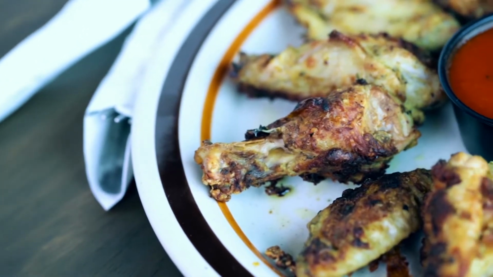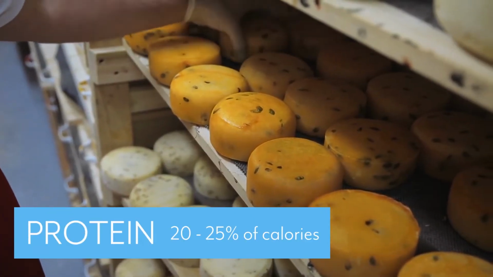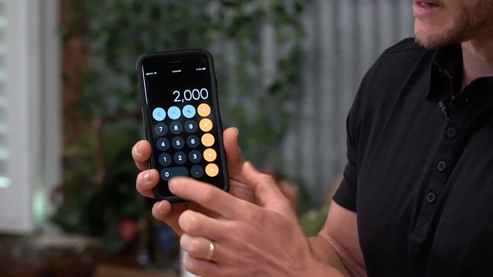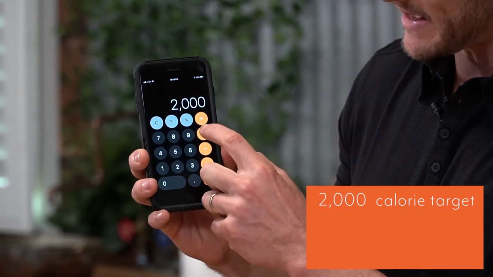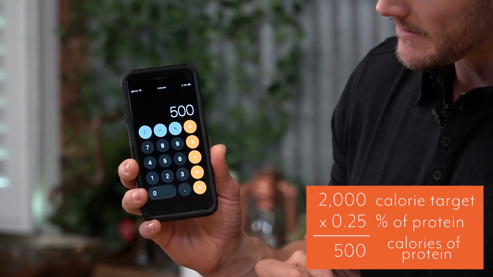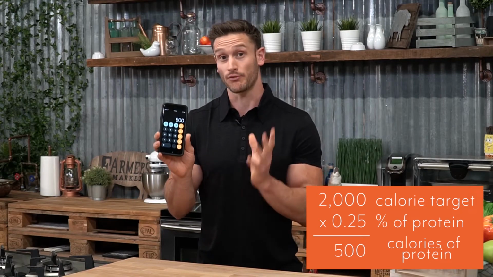Okay, now we need to figure out how much protein we need to have. So I'm going to start with this. When it comes down to protein, we want to be consuming about 20 to 25% of our overall calories from protein. So let's go with 25%. So again, I start with 2,000 calories because that's our overall calories. And then I'm going to multiply that by 0.25. 500. That means I need 500 calories coming from protein.